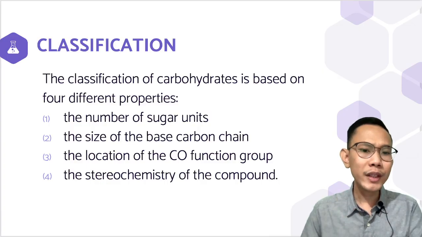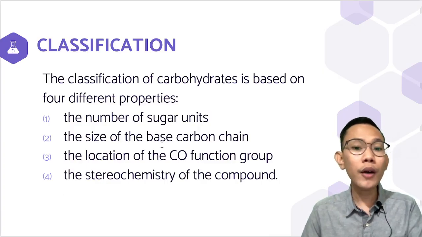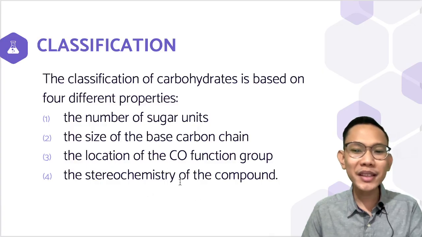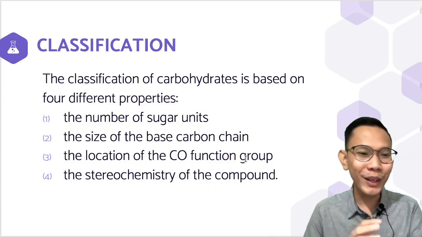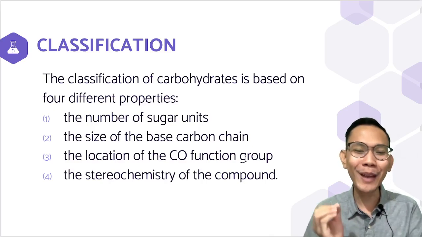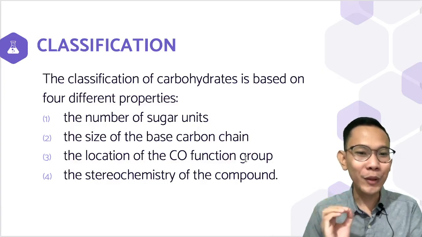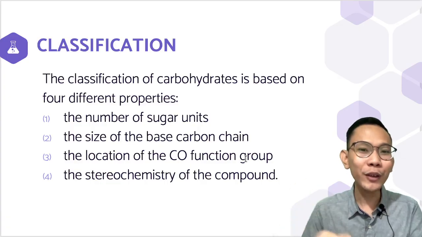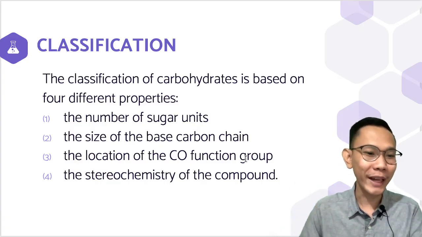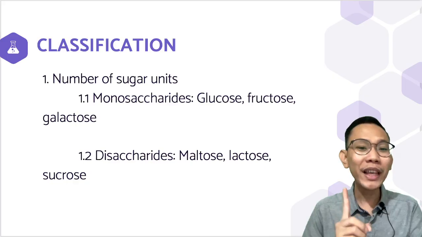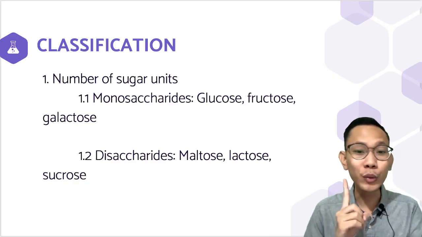And secondly, there's another classification, the size of the base carbon chain. And the third one is the location of your CO functional group. And lastly, the stereochemistry of the compound. Again, we will review your biochemistry. I know you don't like your biochemistry, but somehow I'll just simplify our biochemistry review. At least we will have a review again of these important concepts about your carbohydrates. Sige, simplahan lang natin. So the first classification is based on the number of sugar units.